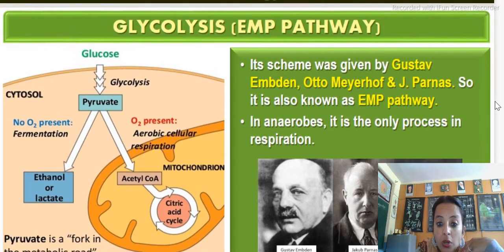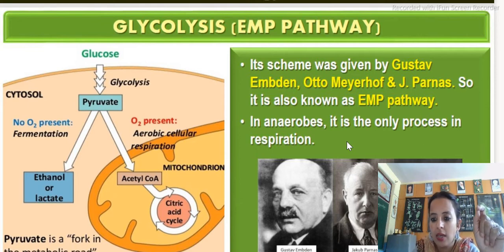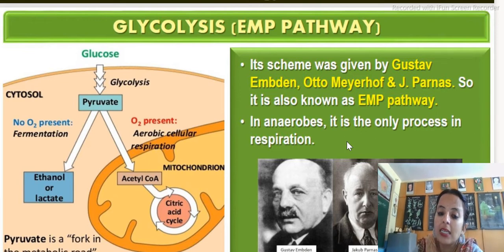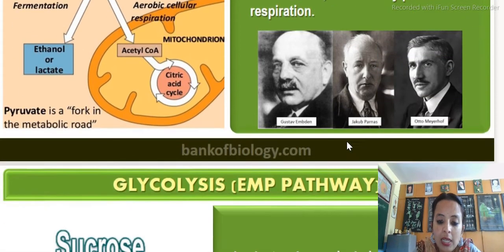As I have told you, EMP are the first alphabets of the three scientists who worked on glycolysis. These are Embden, Meyerhof and Parnas. As you can see, students, here EMP. In anaerobes it is the only process of respiration. Those organisms which do not require oxygen for their respiration, there only glycolysis occurs. Whereas in aerobes, different types of cycles occur. One is the Krebs cycle. We will study about it with the passage of time.